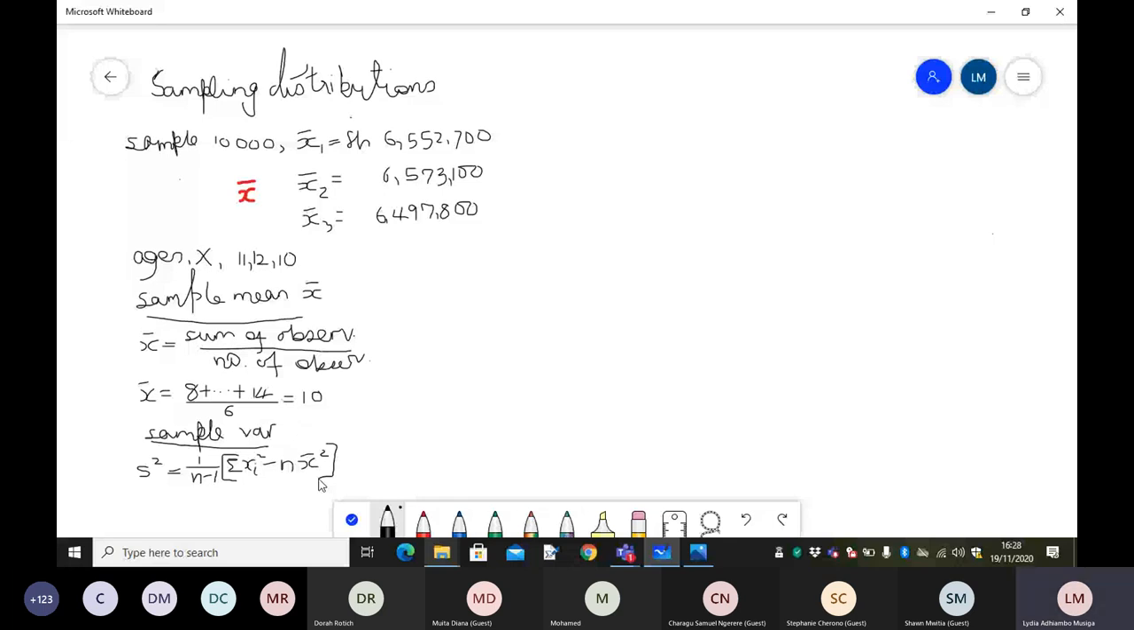Let's look at an example so that we see how to calculate this sample variance. Example, find the variance and standard deviation of sample data set 2. So let us see how to calculate variance.